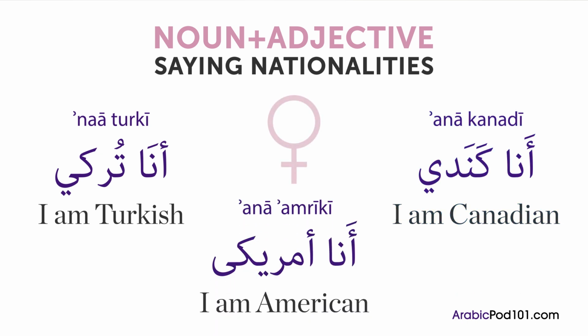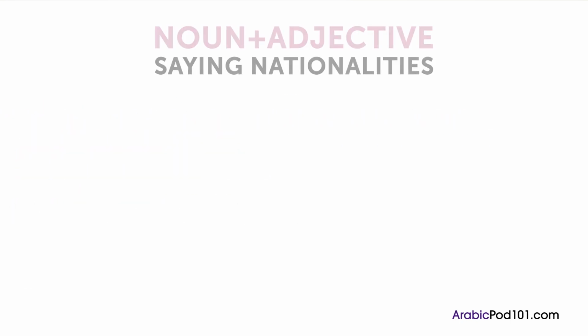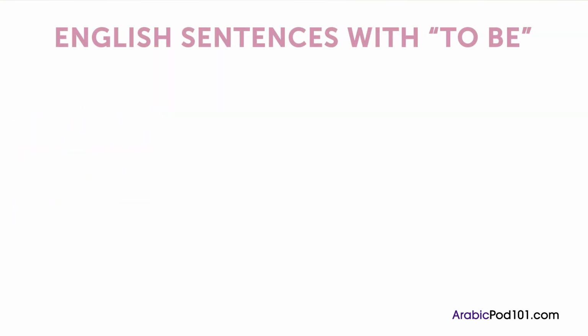For a female, you would add an إيه sound to the end of the nationality. So, أمريكي would become أمريكية, and so on. Now let's see some other commonly used sentences that contain the verb to be in English but not in Arabic.